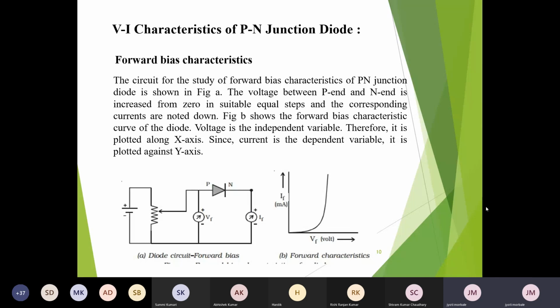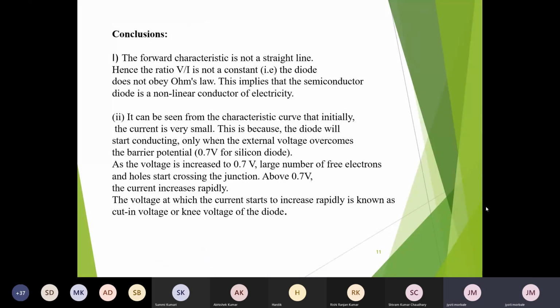So in the beginning, before the cut-in voltage, we get an almost flat response, the current is almost zero, and after crossing the cut-in voltage or knee voltage, there is a sudden increase in the current. So the graph is almost vertical, very parallel to the y-axis. Okay, so this is about the forward bias characteristics. So these are some conclusions from the forward bias: the diode doesn't obey Ohm's law because V is not proportional to I.